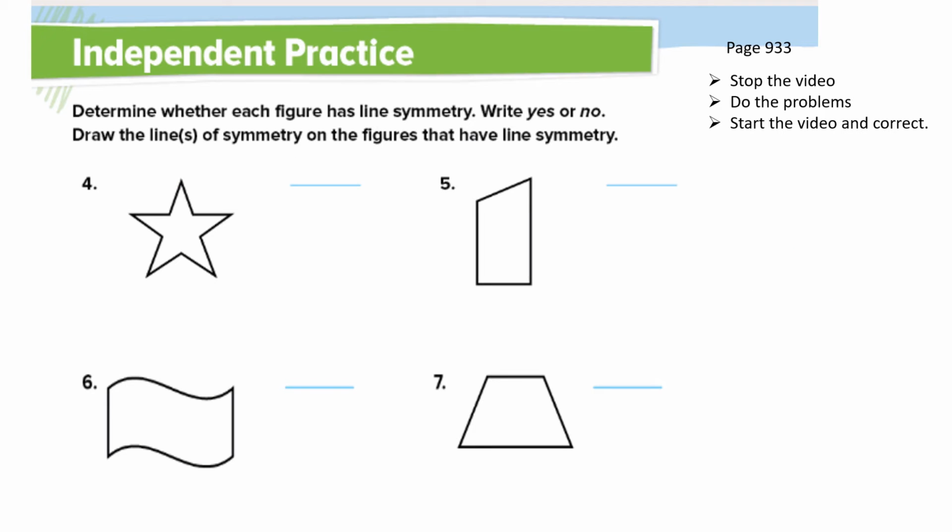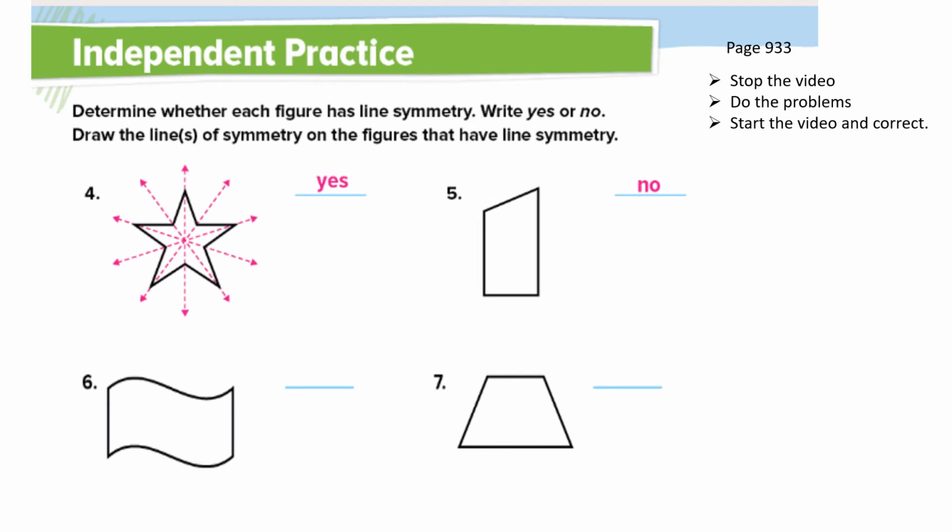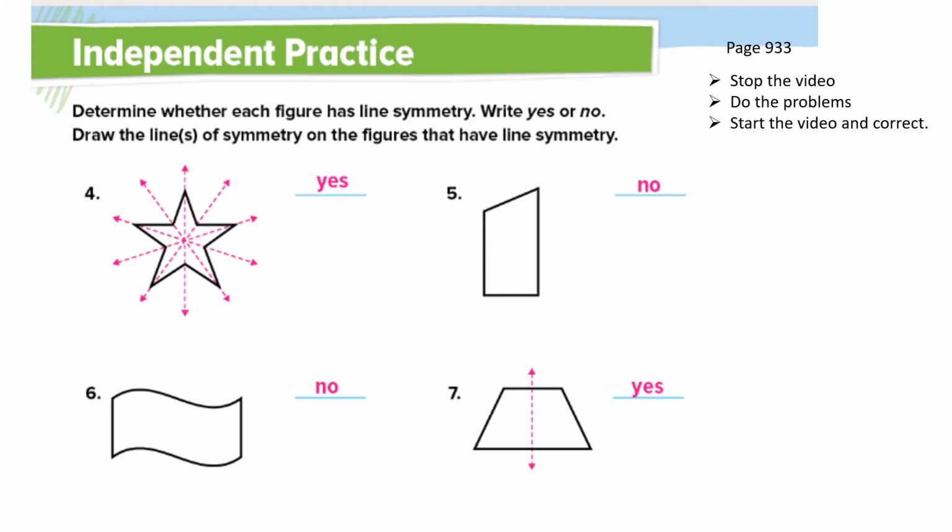Go to page 933. Do the same thing, ladies and gentlemen. Stop the video, do the problems, and then start the video to correct. And you're supposed to determine whether each figure has a line of symmetry, write yes or no on the line, and then actually draw the lines. Look at all of them for number 4. Isn't that amazing? Number 5 has no lines of symmetry. Number 6 has no lines of symmetry, and number 7 only has 1.